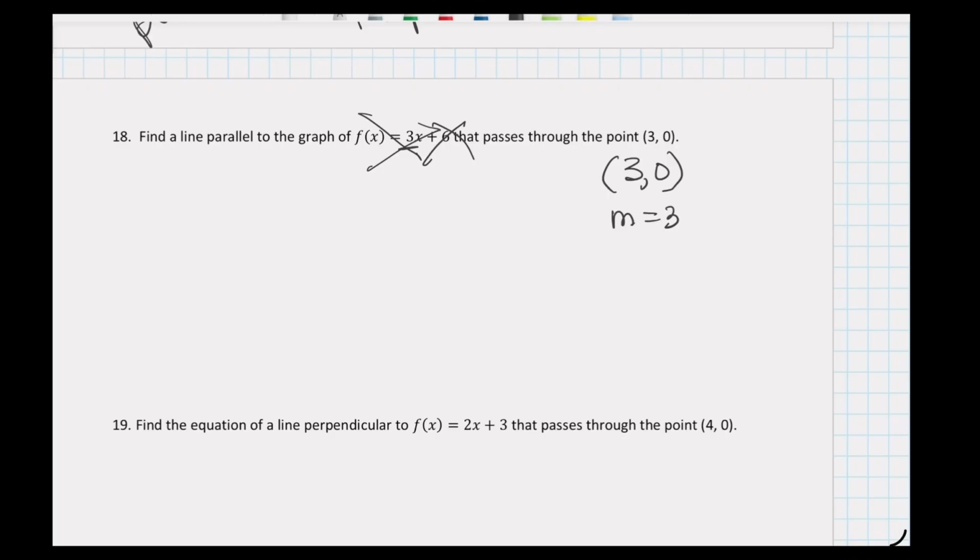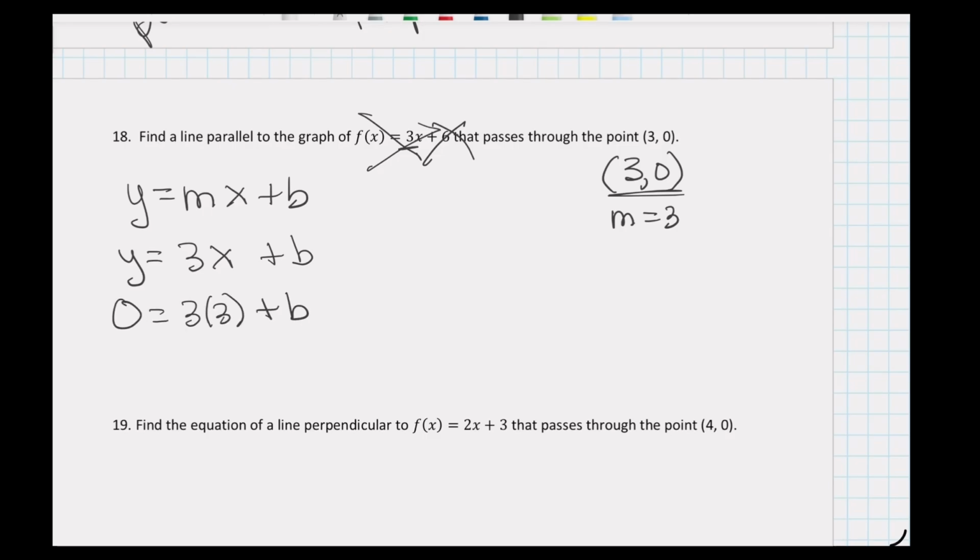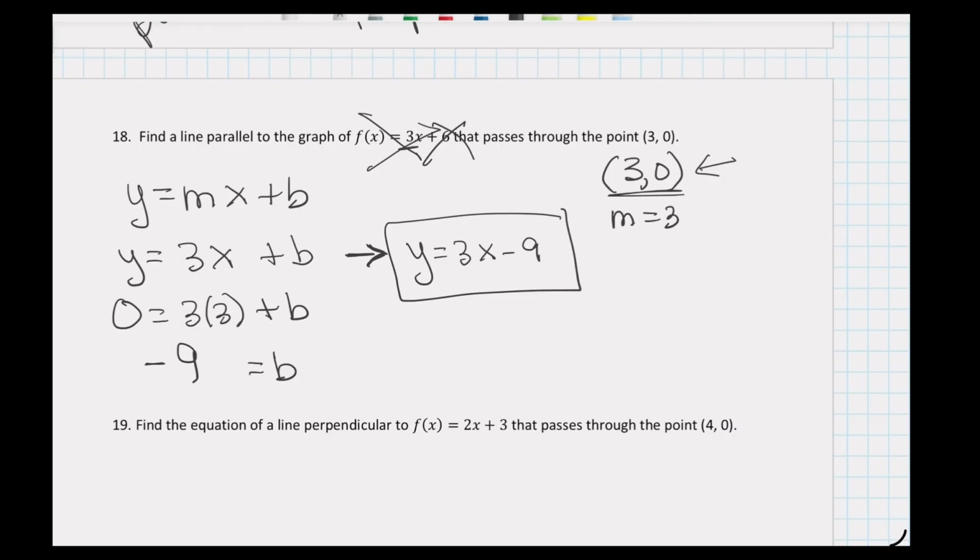I know that my equation, y equals mx plus b, I know my slope is 3. I don't know b. But I do know that when x is 3, my answer needs to be 0, because that's why they gave us the point. In other words, that's a 9. Move it to the other side. B is -9. So my equation is y equals 3x minus 9. That's it. Okay, let's do this again.